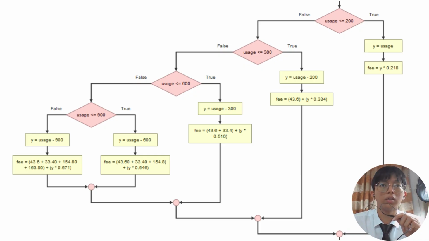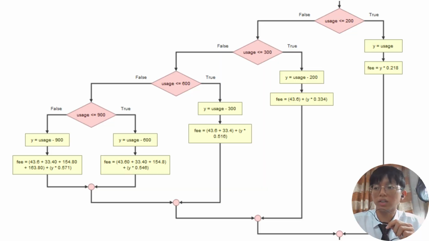The fee is 43.6 plus the y multiplied by 0.334. How do we get the 43.6? It is the first 200 units multiplied by 0.218, which gives 43.6. So we plus the y multiplied by 0.334, and we get the fee for the usage.